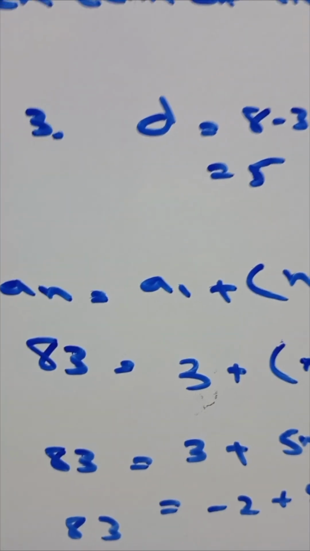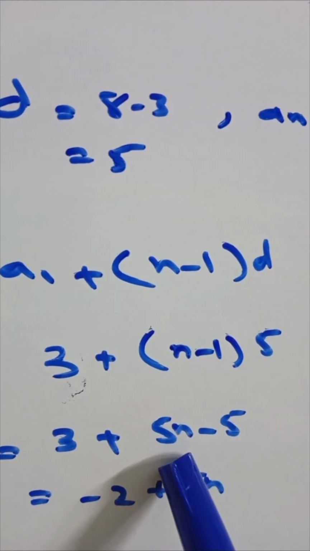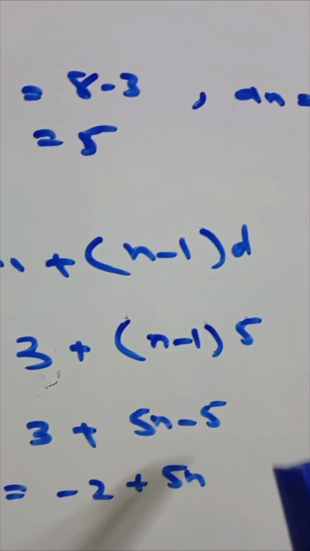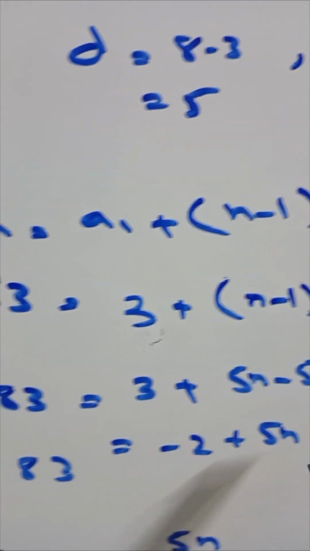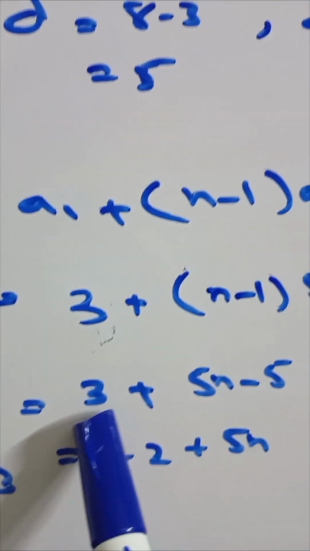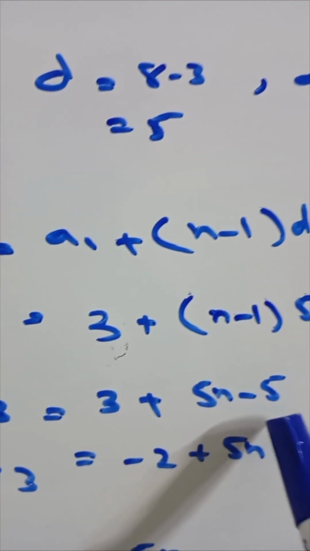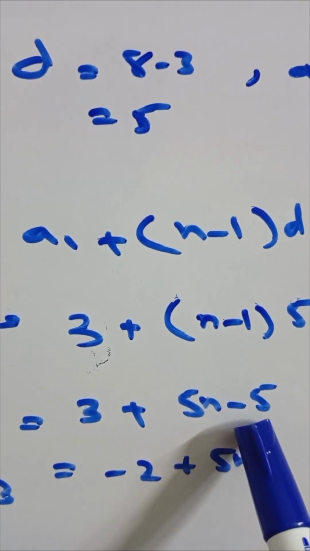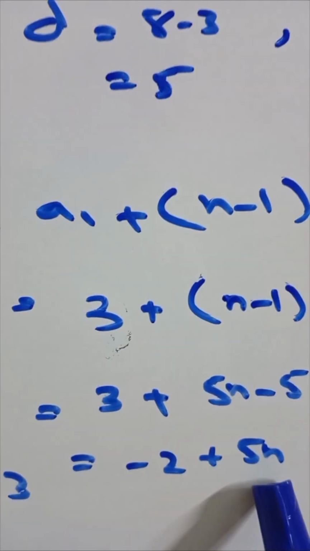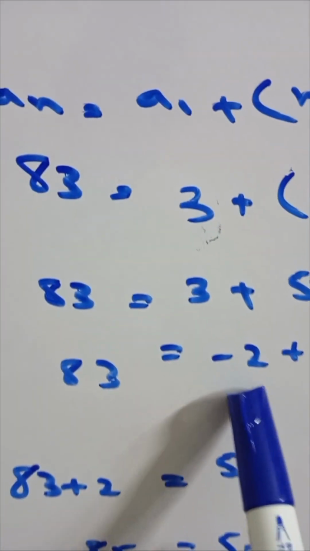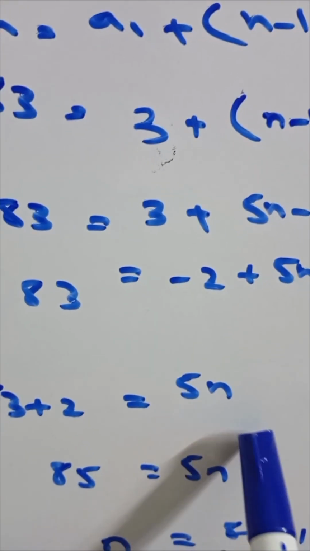plus n minus 1, times 5, d equals 5. Okay, now solve it. It's very simple. 83 equals 3 plus 5n minus 5. In this case we are multiplying 5 with n minus 1, so 5n minus 5. Now 83 will remain the same, equals 3 minus 5, which is minus 2, plus 5n. Now I solve it. I put this minus 2 after the equals sign, and it becomes plus 2. 83 plus 2 is 85. 5n will remain the same.